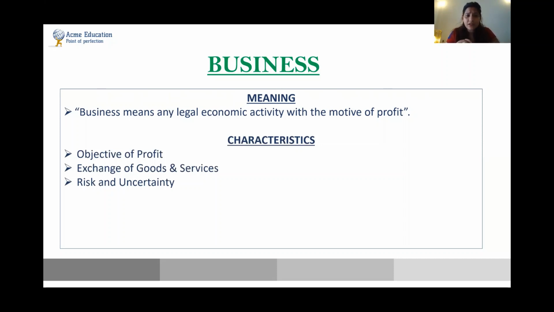The next is risk and uncertainty. So what do you mean by risk to start with? Risk can be classified into two categories. One is natural risk, whereas the other is man-made risk. What do you mean by natural risk? Natural risk is that risk which occurs basically naturally, like earthquake, tsunami, flood, etc. Whereas man-made risk is the risk which is created by man, which can be in the form of theft or fire or any kind of an accident.